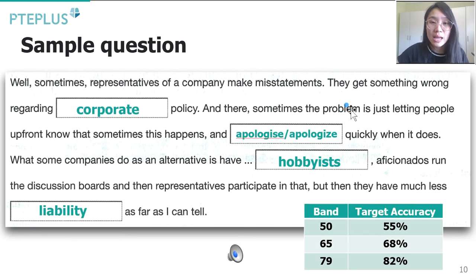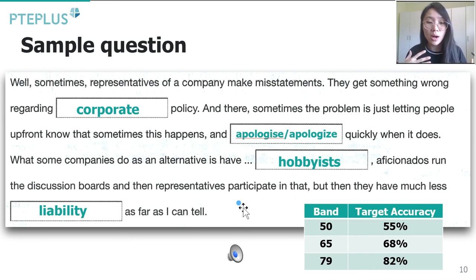Alright, so these are the answers over here, so just have a quick check. How many of these did you get correct? And how does that match up against your target accuracy? So on average, if you're aiming for 79, you want to be seeing about 82%. So out of these 4 question types, you basically want to be getting at least 3 right, if not all 4.